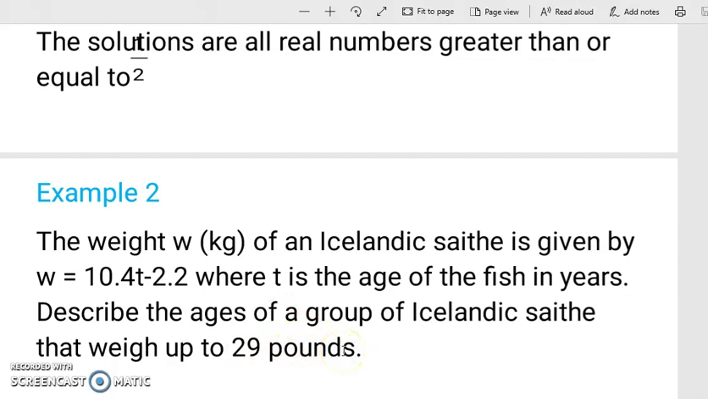So the thing here is that you have to understand that we have to describe the age group. It means there is a range of numbers, or a range of ages, that are weighing up to 29 pounds. So here, we need to create some equation.